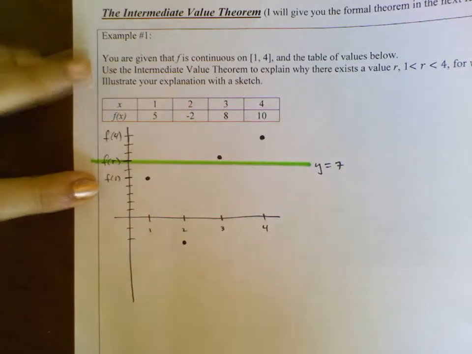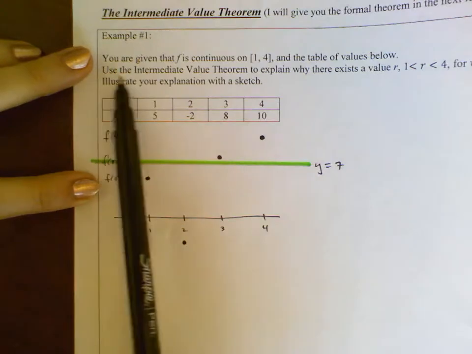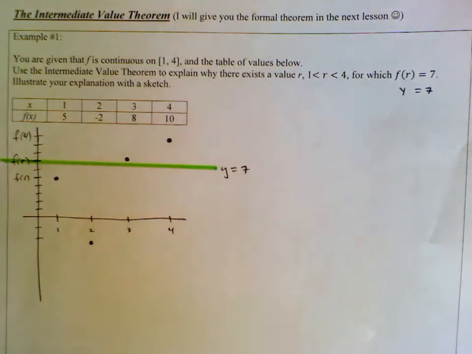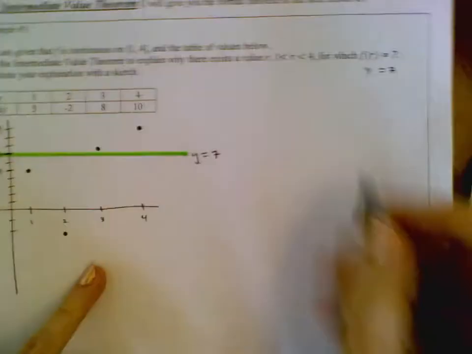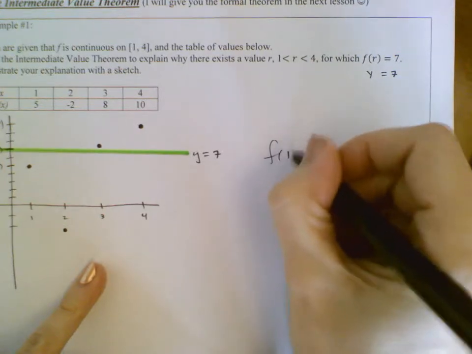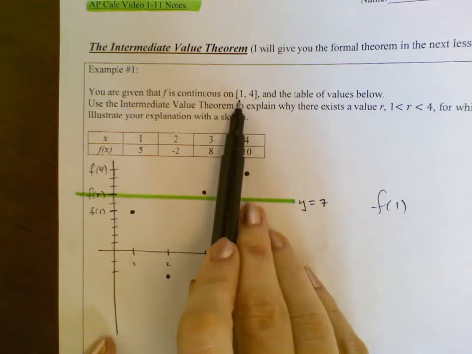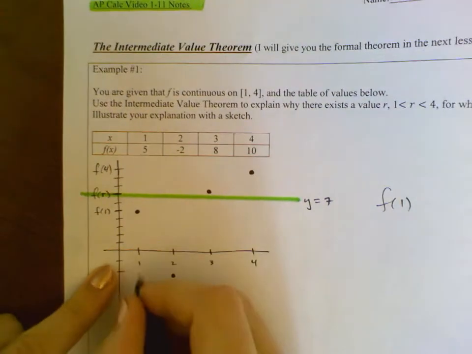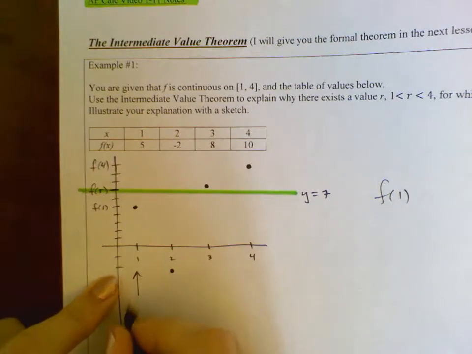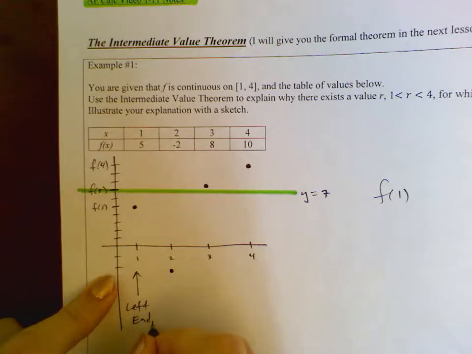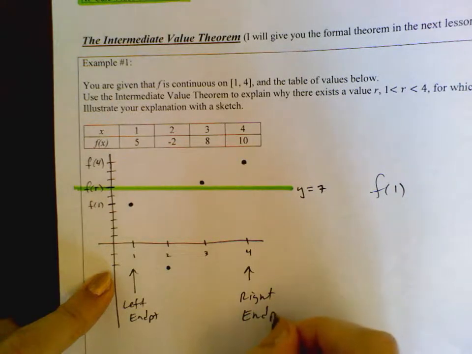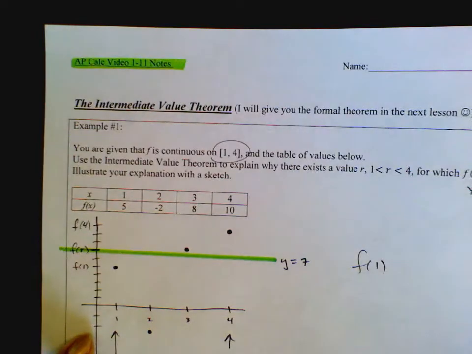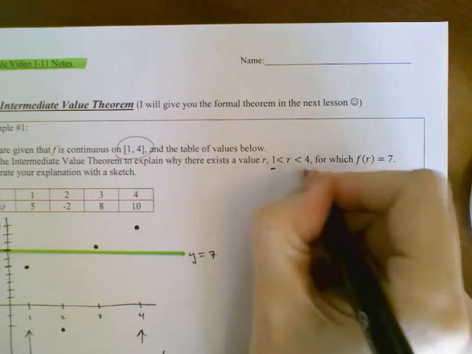So I'm going to start the explanation, and you'll see how it comes together. Use the intermediate value theorem to explain why there exists a value r between 1 and 4 for which this. It's always going to start like this. I'm going to say f of 1, which is our left endpoint, and then this is the right endpoint of that interval that we're given. So left endpoint, right endpoint.